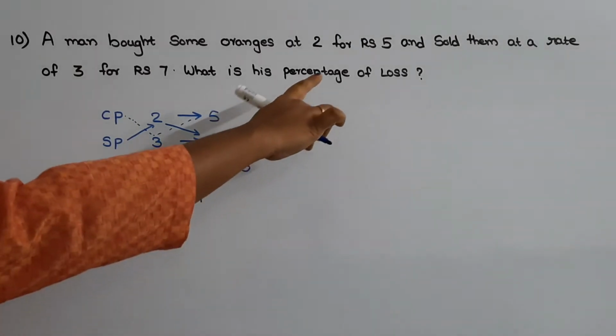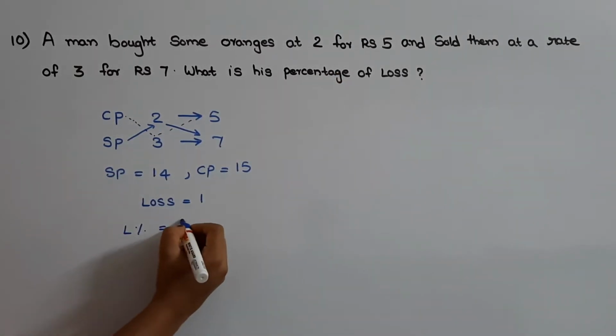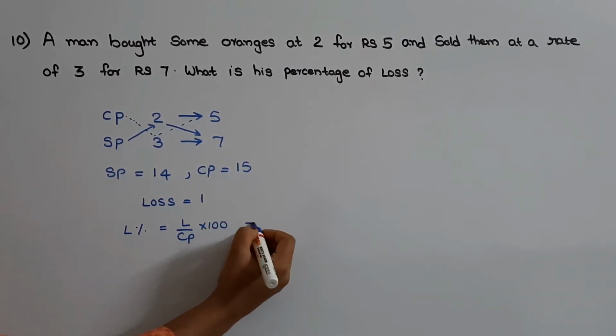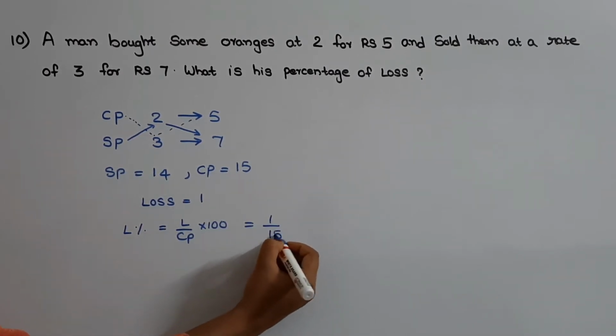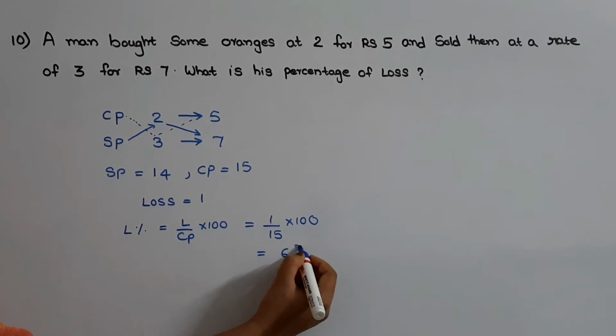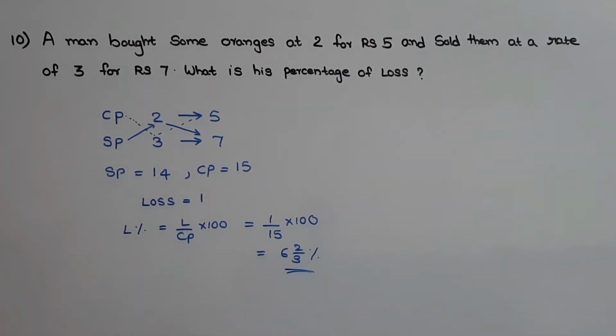We need to find out the loss percentage. So loss percentage is equal to loss by cost price into 100, that is equal to loss is 1 and cost price is 15, into 100. So that is equal to 6 2 by 3 percent. So this is the answer.